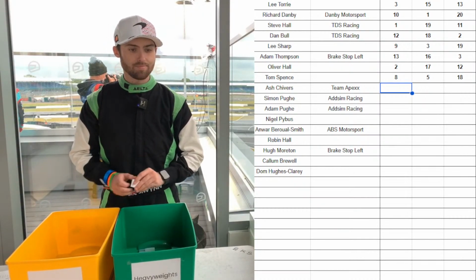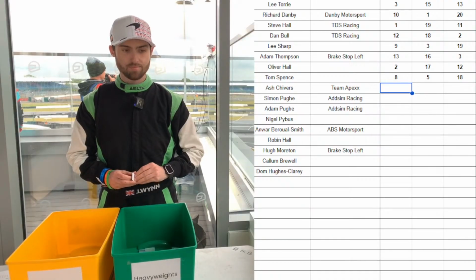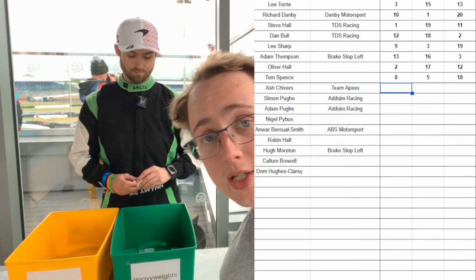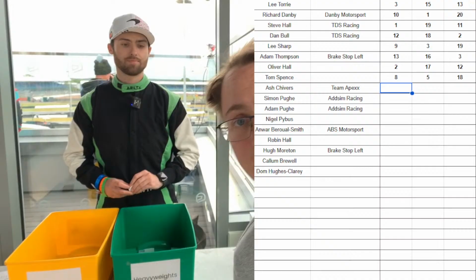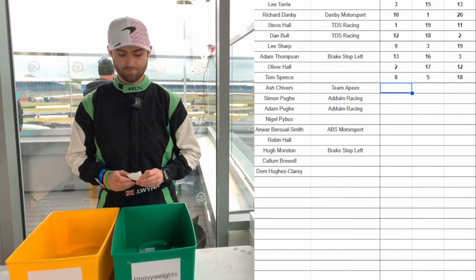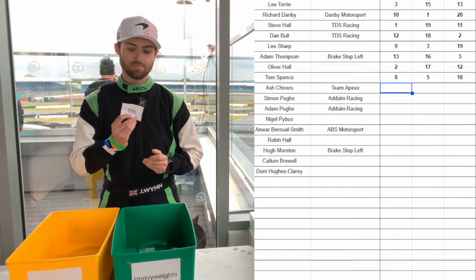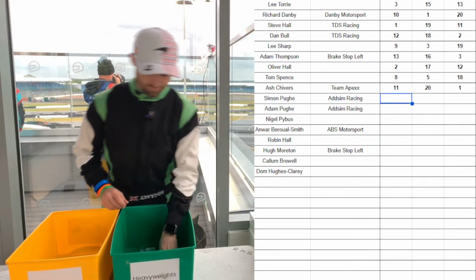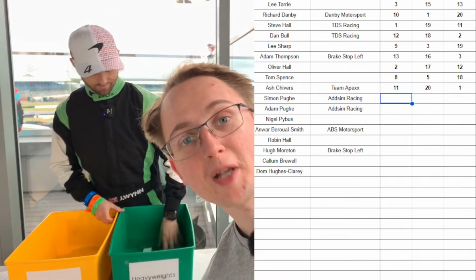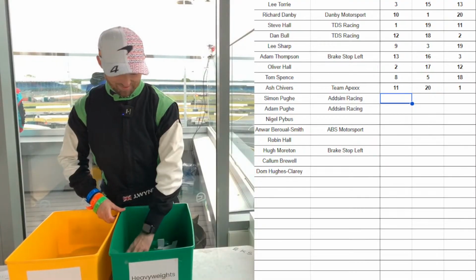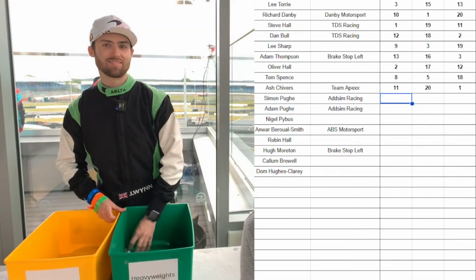Next up we have Ash Shivers, who has been right at the sharp end in recent rounds. Won our last round in the main series at Bucknell Park, and has been very quick in the midweek series as well. He starts his first heat from 11th, right slap bang in the middle, which gives you the extreme ends of the grid for the other 2 races. So you're in 11th, 20th and last, and then 1st.